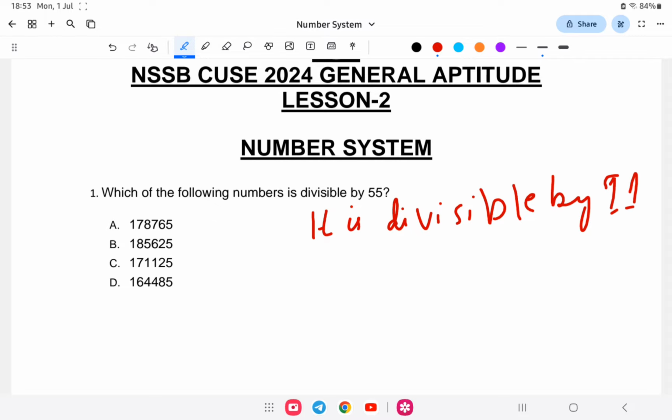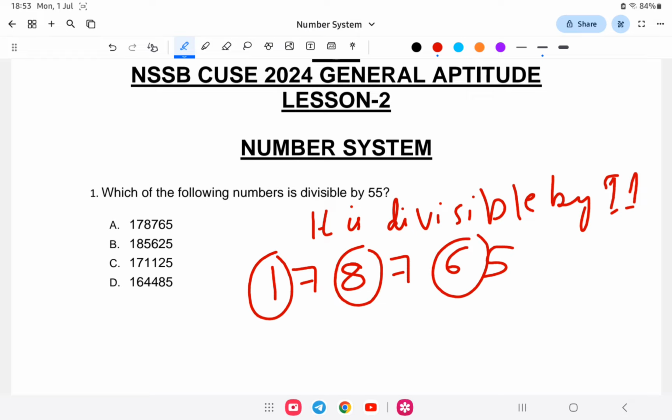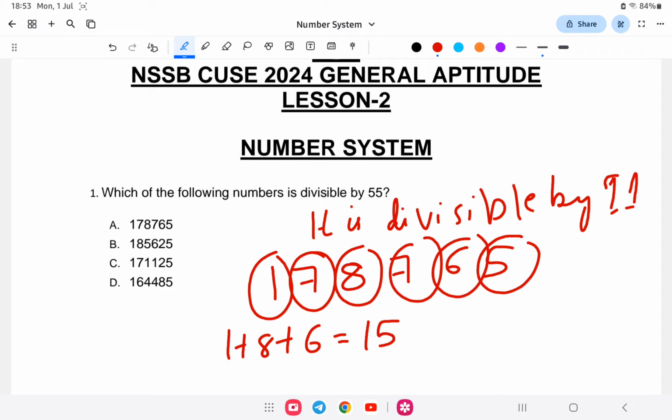So let us check how to see if it is divisible by 11. Take option A: 1 7 8 7 6 5. We add the alternate digits: 1, 8 and 6. 1 plus 8 plus 6 is 15. Then the other alternate digits, 7, 7 and 5, are added.